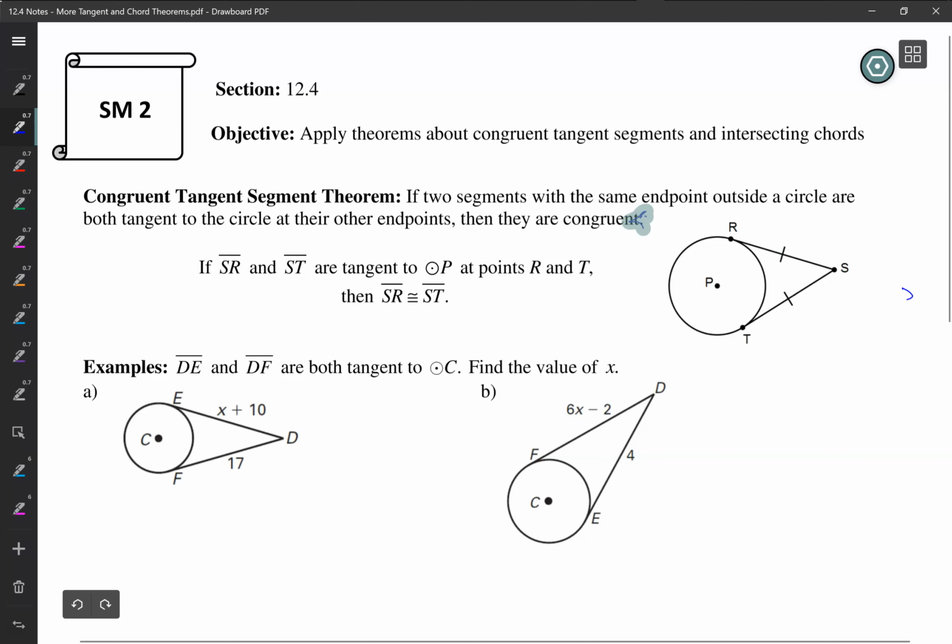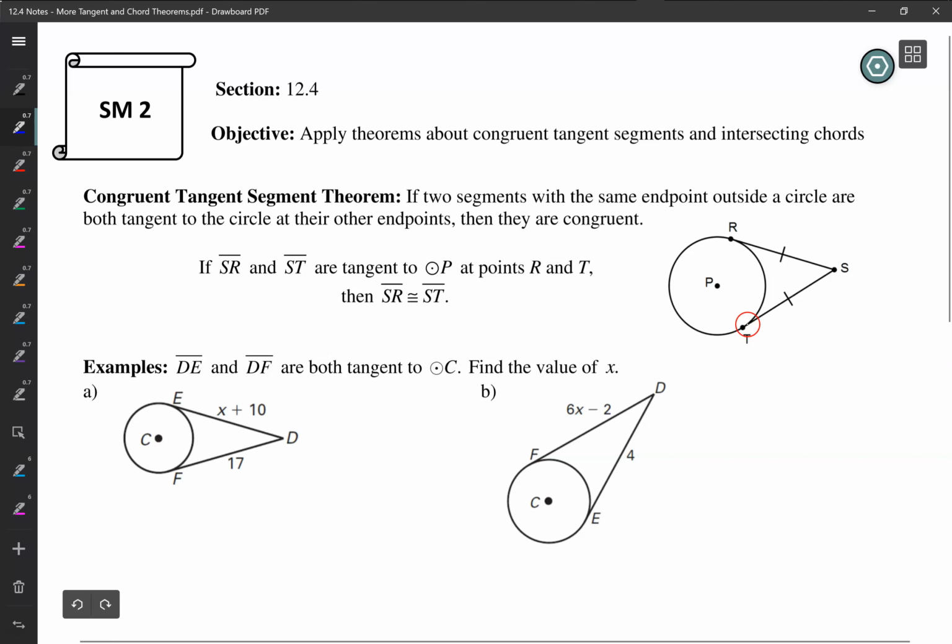One endpoint is the point of tangency, the only place where that tangent line would touch the circle, and S is just some point outside the circle. And segment ST is another tangent segment. T would be the only place where that line would touch the circle if I extended it out. So if you've got two segments that have the same endpoint, point S, outside the circle, and they're both tangent segments.